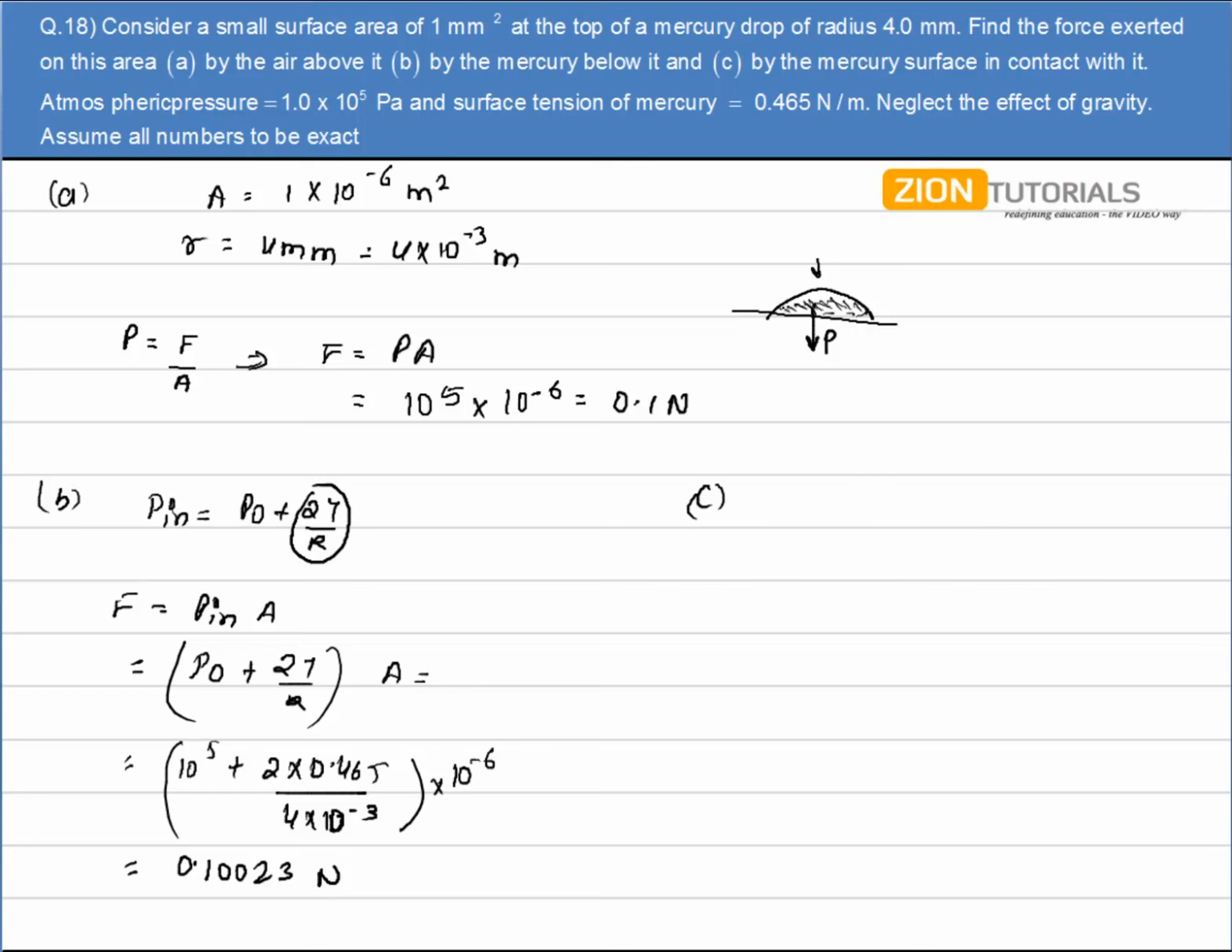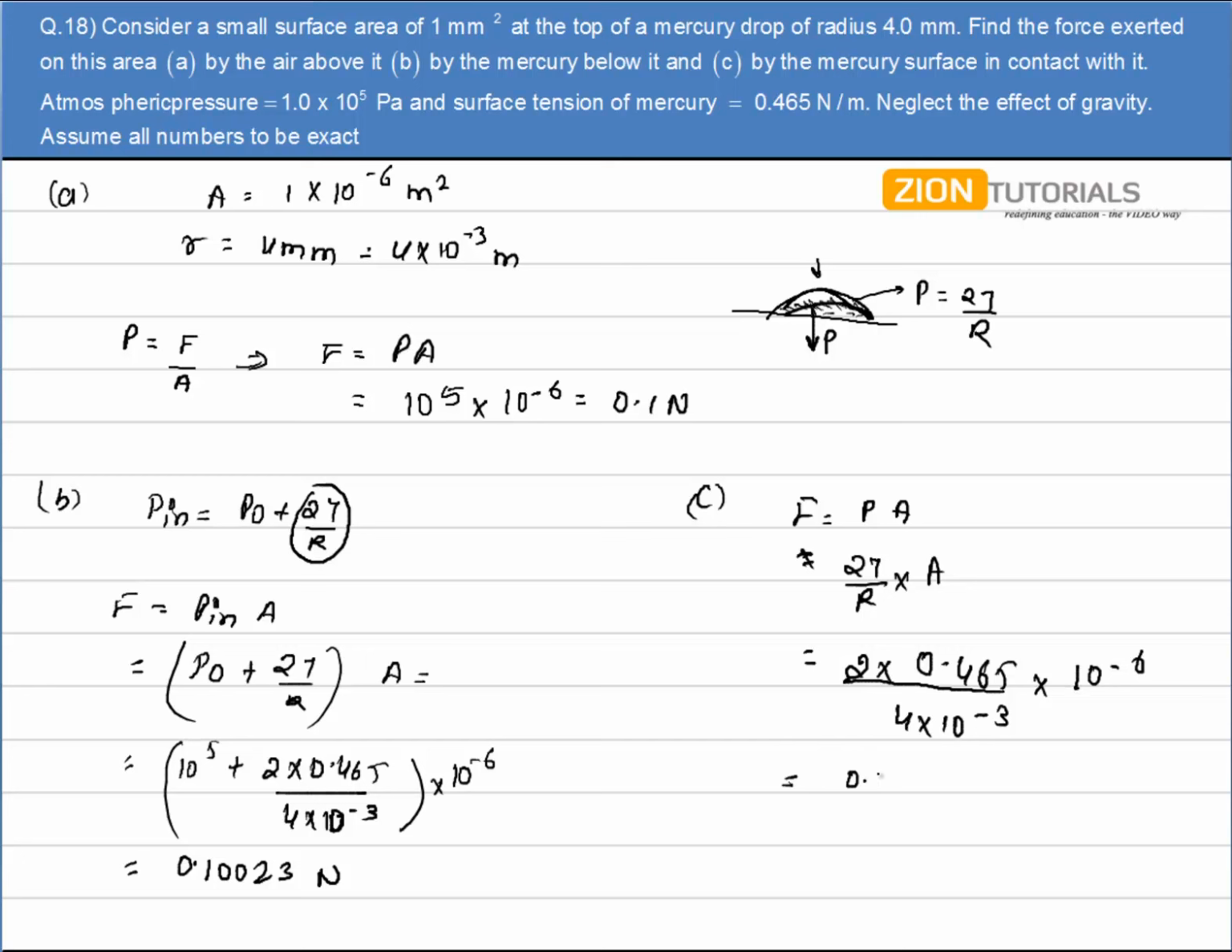Fine. And in the third part I have to calculate the force by the mercury surface in contact with it. Right, so the mercury surface that is like this, which is in contact, will have the pressure of just 2T by R, that is nothing but due to the surface tension. So force in this case can be written as P into area. Here pressure will be 2T by R into area of cross section. Just substitute the values. Surface tension is 0.465 by radius, that is 4 into 10 to the power minus 3, and area is given as 10 to the power minus 6. So it comes out to be 0.00023 Newton. That is the answer.